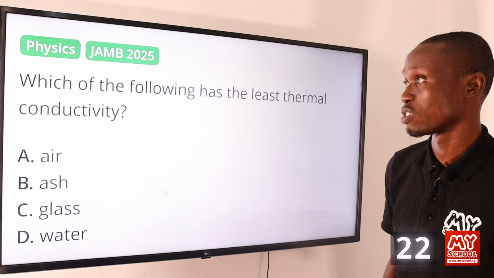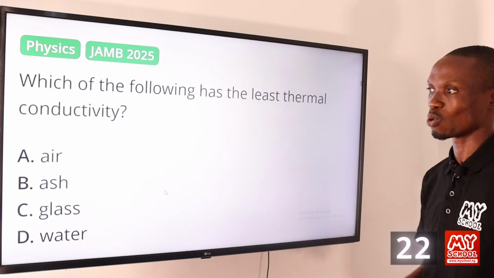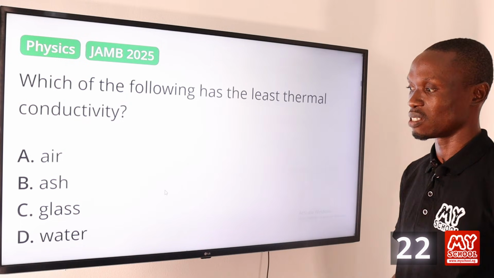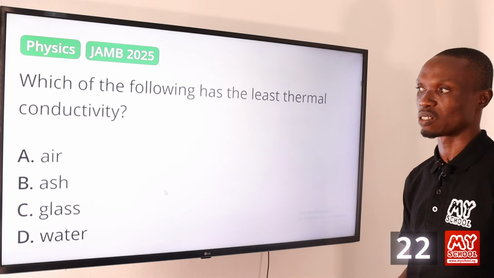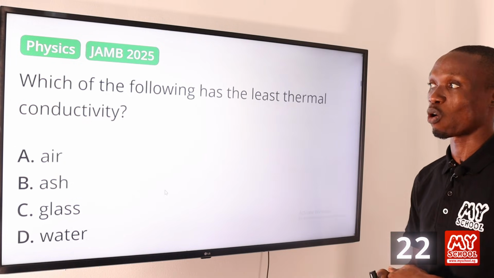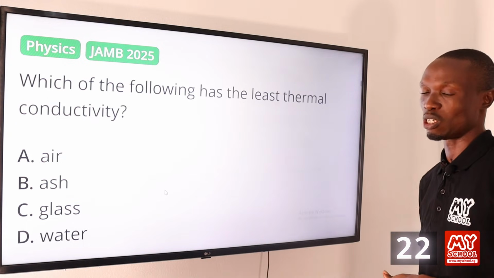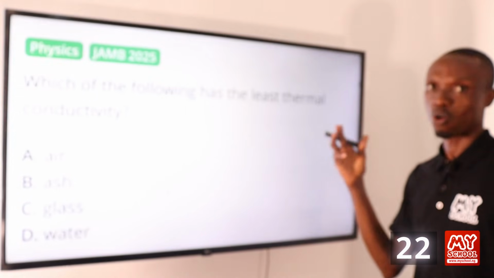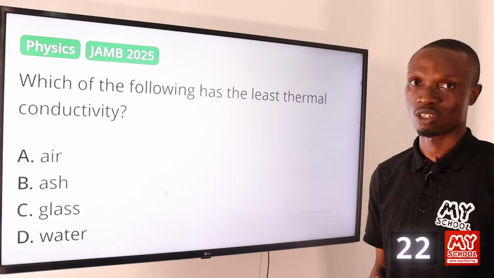Moving on to question 22. Which of the following has the least thermal conductivity? A, we have air, B, we have ashes, C, we have glass, and D, we have water. Okay, so the answer to this question is option A. Air has the least thermal conductivity compared to everything else that was listed in the options. Air is a good insulator but a poor conductor. So that makes option A the correct answer to this question.